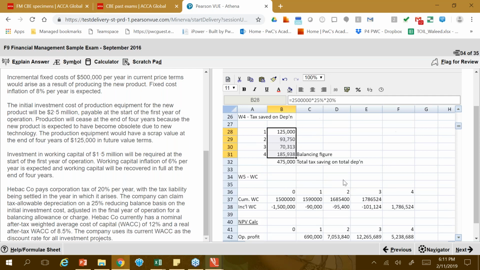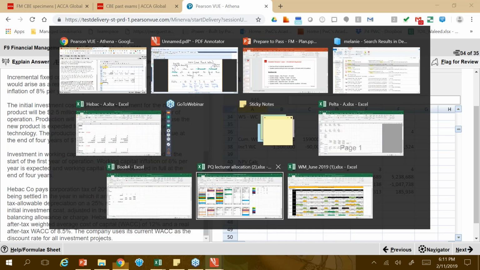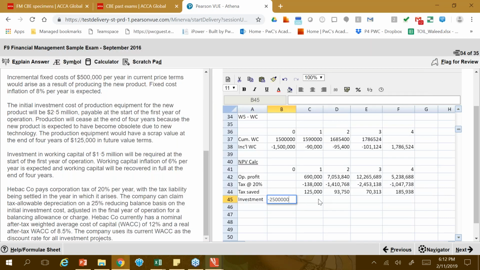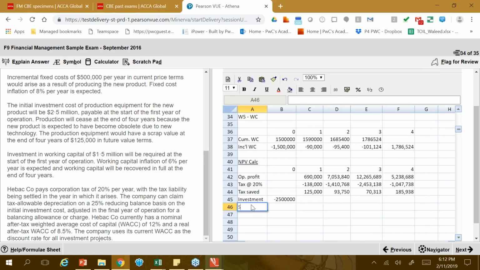Once we've got the tax saved, then it is investment. The initial investment, which we know in this question was 2.5 million. So 2.5 million, the investment. The final thing here, before the working capital, is the scrap value. The scrap value in the scenario was given as 125,000 in future value terms at the end of year 4. So let's take that, 125,000.